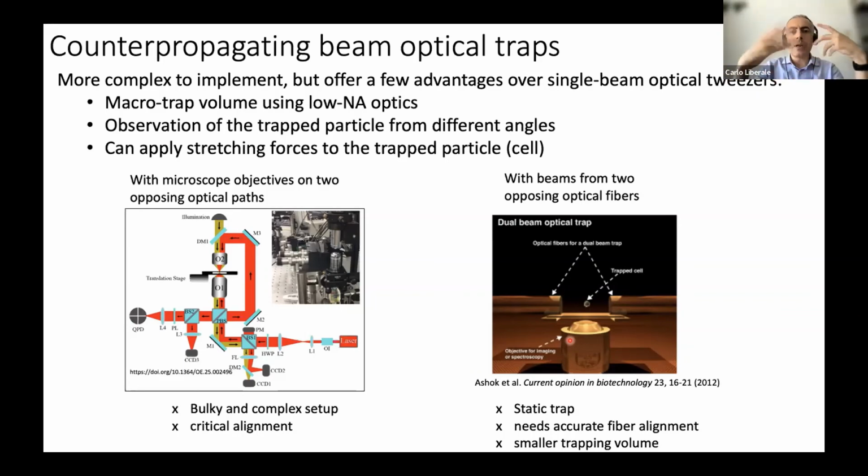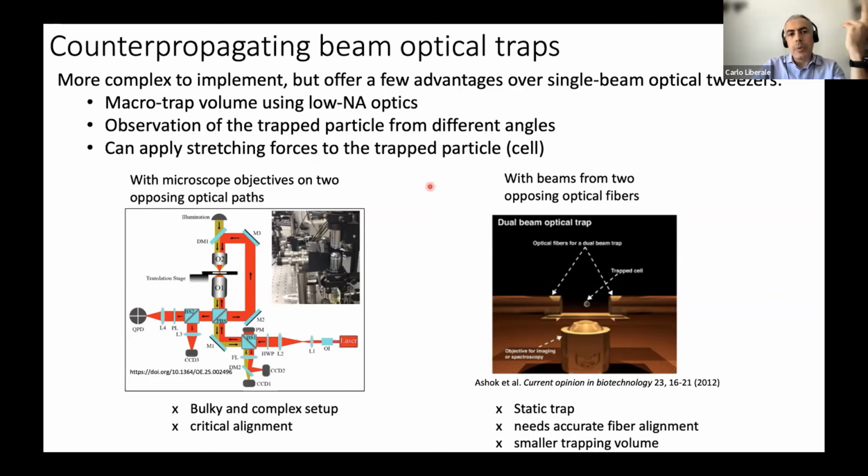This has several advantages compared to the first case, because you can use low numerical aperture objectives. You have typically a larger trapping volume, which lets you trap larger particles. And also you can apply stretches, because if you apply high power, you can stretch, so you can study some mechanical properties of the cell.